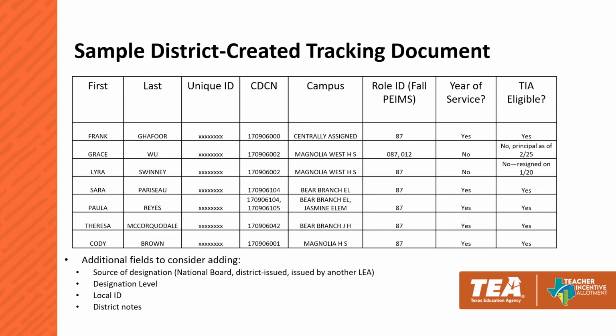So in this example we provided, we have a couple of teachers who are not allotment eligible. Grace is a principal teacher split. She did not complete the year of service, and so the district is making a note here that she is not eligible for TIA, that she was a principal as of class roster. Lyra is also not eligible. She resigned on January 20th, so both of these teachers should not appear on the allotment report. So this is the pre-work that districts can do, so when they go in and view their allotment data, they can determine if it's accurate.